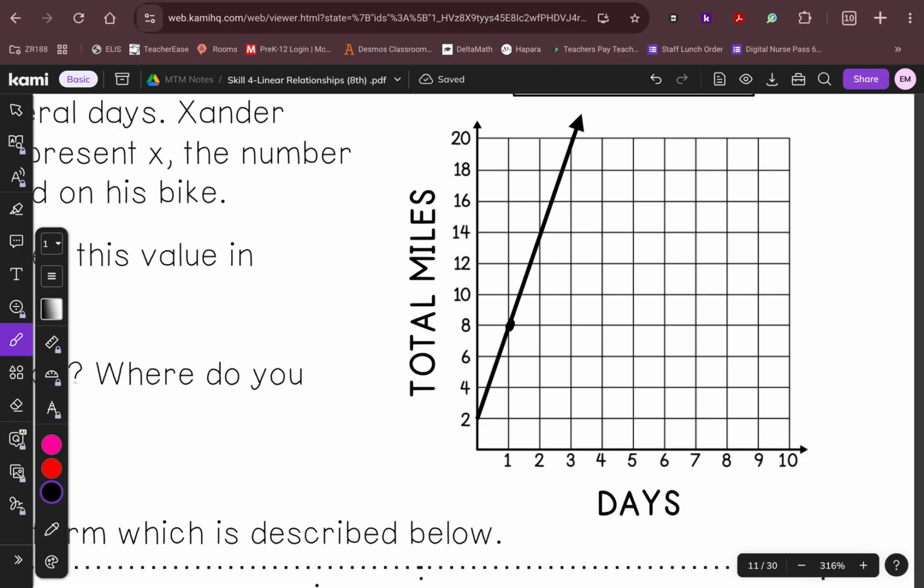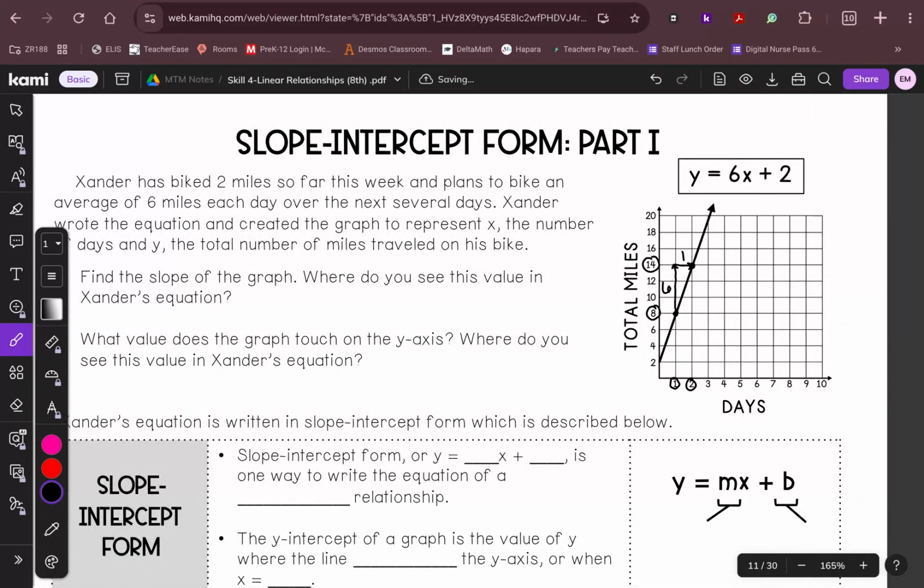So I see a point right here at (1, 8) and a point right here at (2, 14). Okay, so the rise is the vertical change, the up and down change, how much it goes up from point to point. So from here to here, we have 8 and 14. That means our rise is 6. Then we find the horizontal change, that's the run from point to point. So we're going to go from here to here. That is from 1 to 2, which means our run is 1. So our slope, or m, equals 6 over 1. And 6 over 1 is just 6.